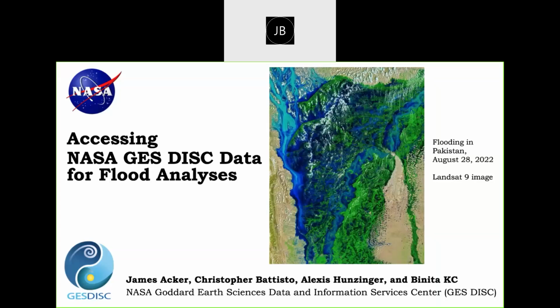Anyways, the title of our presentation is Accessing NASA GES DISC Data for Flood Analyses. You can see the authors that have been mentioned already and who we are at NASA Goddard Earth Sciences Data and Information Services Center. And the image here is of an event that has been in the news and actually continues to be in the news. Some floods that occurred in Pakistan. This is off of the Indus River. It's a Landsat 9 image that was featured in an Earth Observatory article in late August.